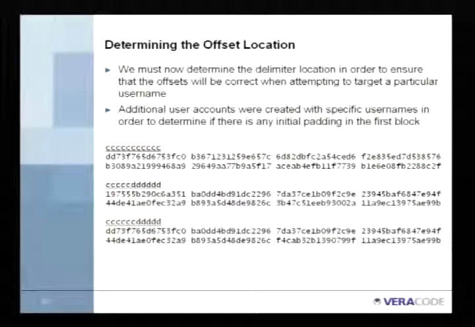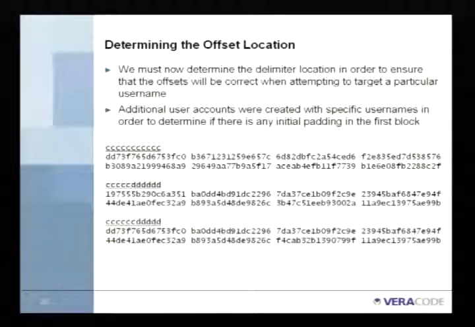Okay, this is the one that's usually the most confusing, but it will make sense in a couple slides. So we want to figure out what's going on in that first block. What is the offset? So we can figure out exactly which byte the username starts on, and that'll help us later. So what we did is we created a bunch more accounts, which was nice in this particular application. You could just self-register, create as many accounts as you want. So we created additional user accounts with specific usernames to try and determine what the padding was in that initial block.